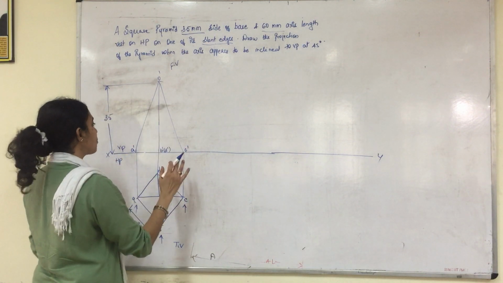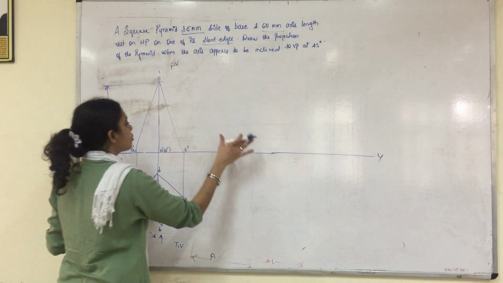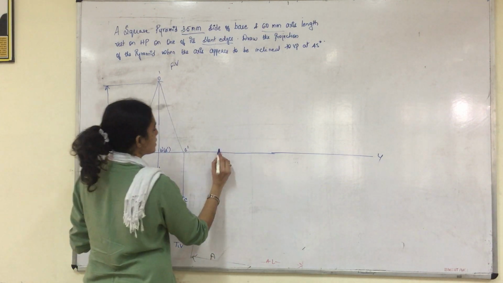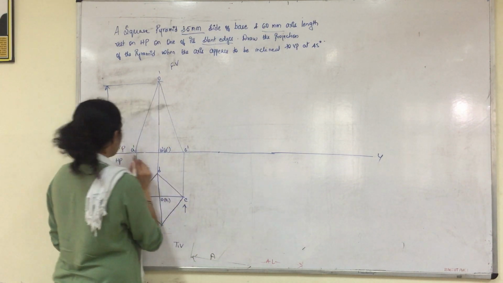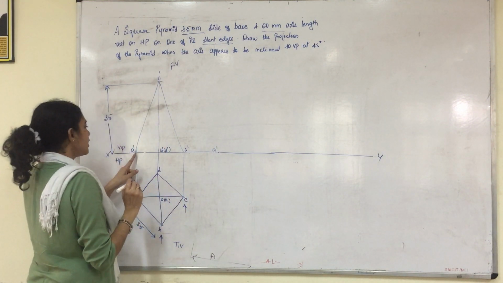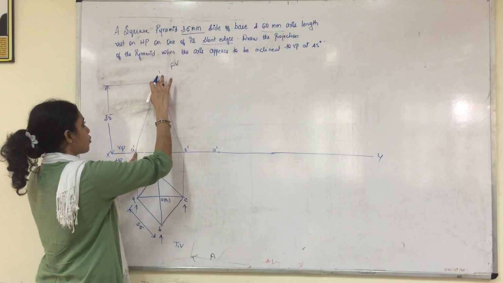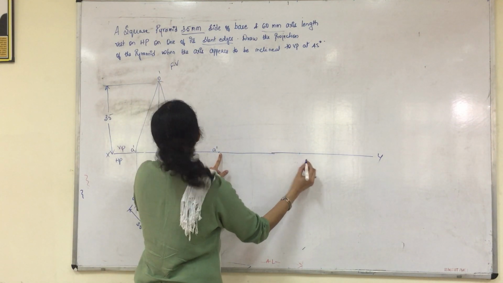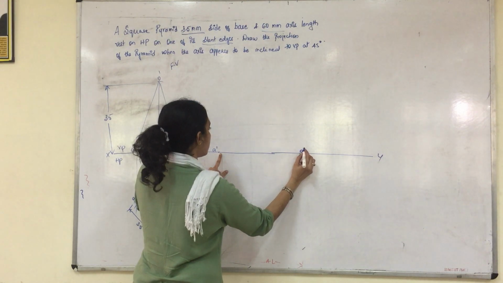It is resting on HP, which means this slant edge should be on the XY plane. So you will leave some distance and fix a point, let this be A dash. Then you measure from A dash to O dash, what is the distance? Come back over here and cut an arc. So this will be our O dash.